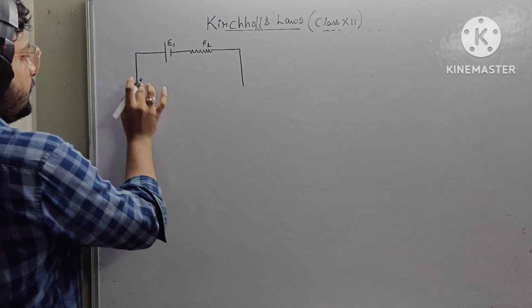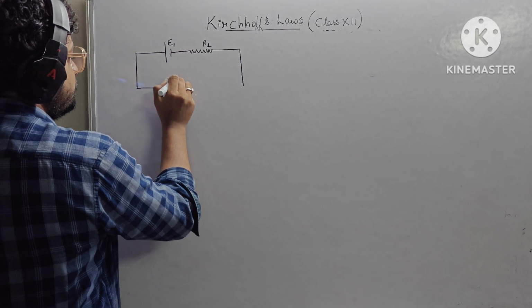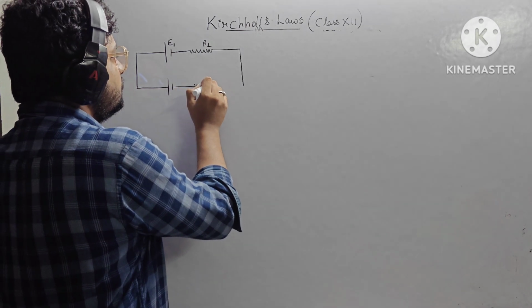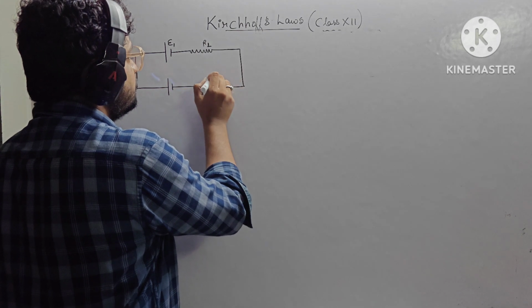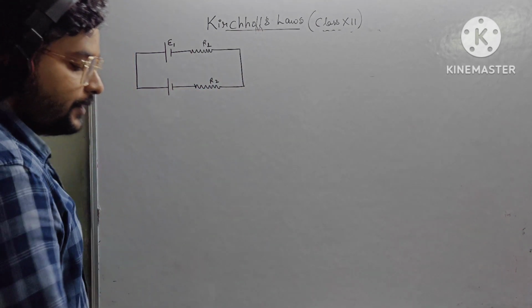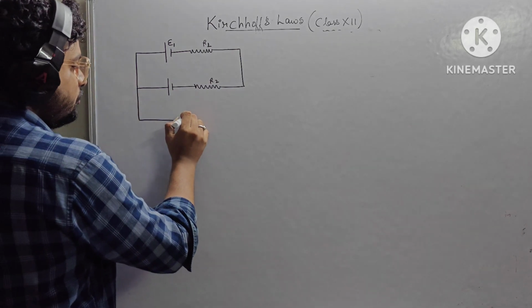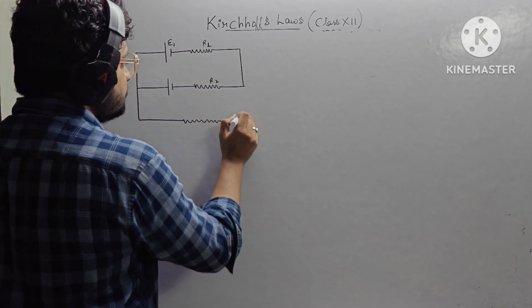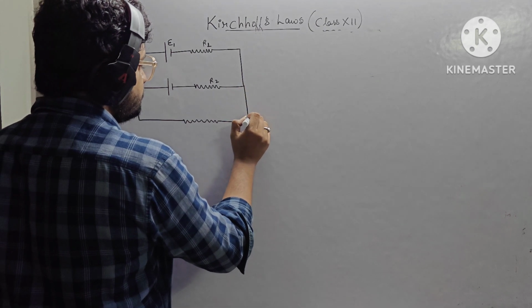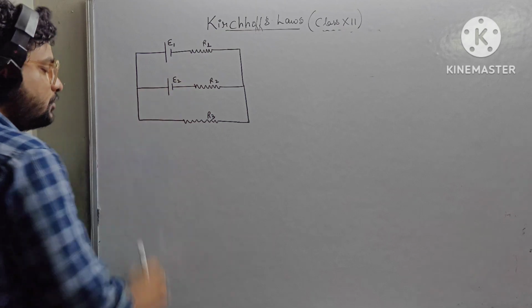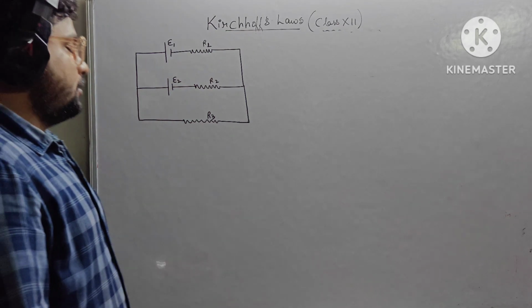Here I am connecting one more cell, and here one more resistance. This is R2. And over here I am connecting one more resistance, R3. This is E2.